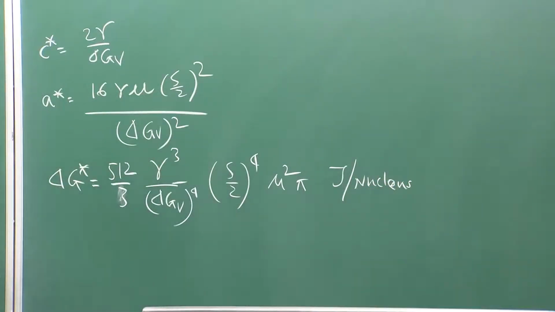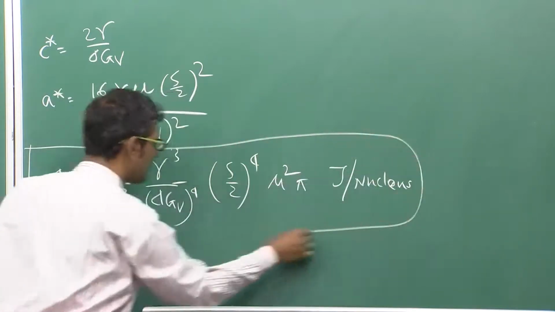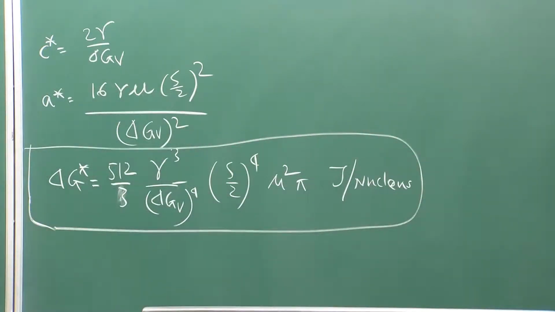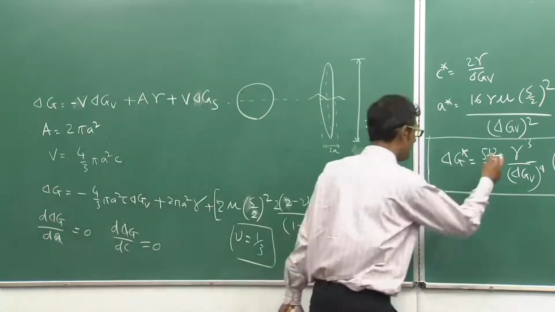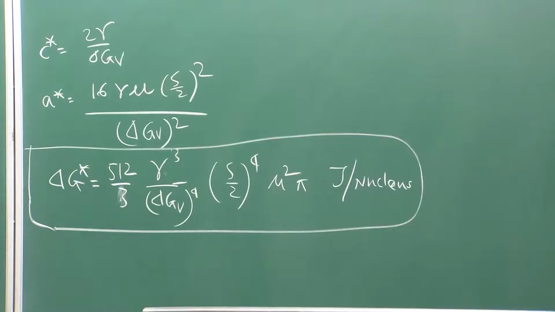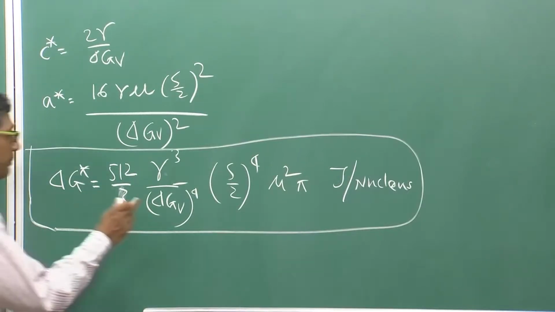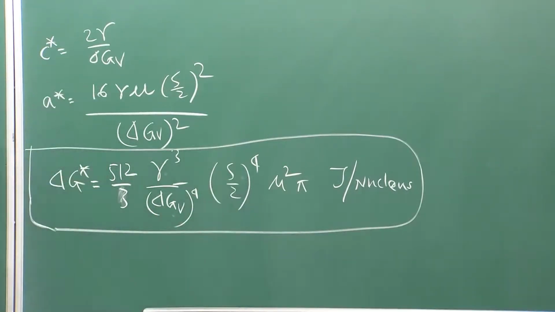So what is important for you? For you, important is to know this expression basically. Obviously this expression tells you delta G star is a strong function of gamma, but it is a much stronger function of delta GV and S, the shear strain, and the shear modulus. This is what is important.